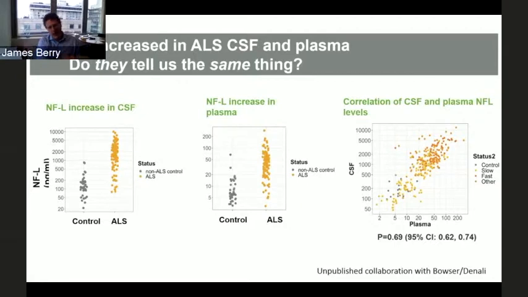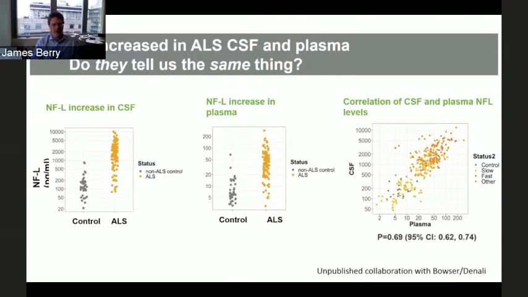Neurofilament, this is light, it's true of heavy as well, is increased in CSF and plasma. Do those elevations in CSF and plasma mean the same thing? Is it a passive diffusion? The levels are much higher in CSF than they are in plasma for both these molecules. The correlation is very high.